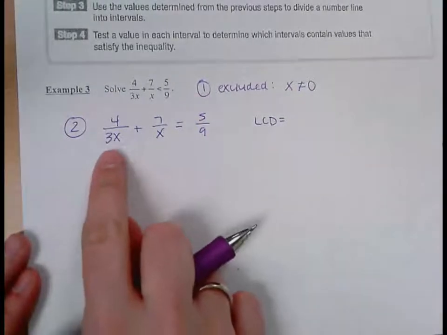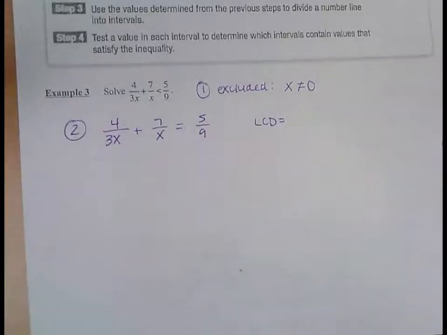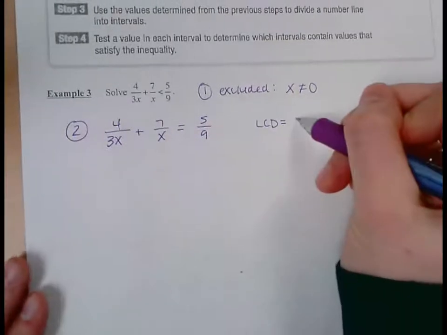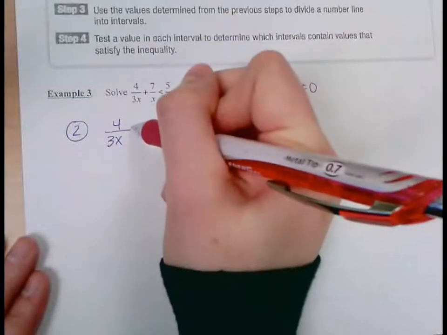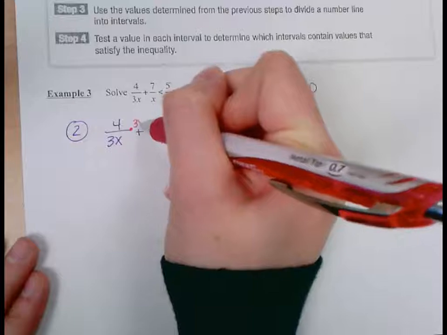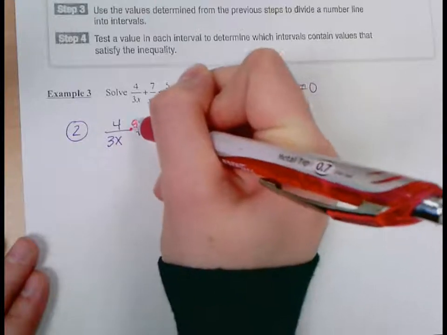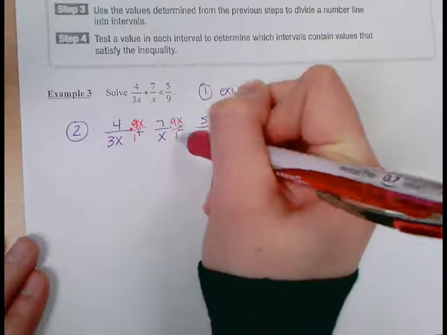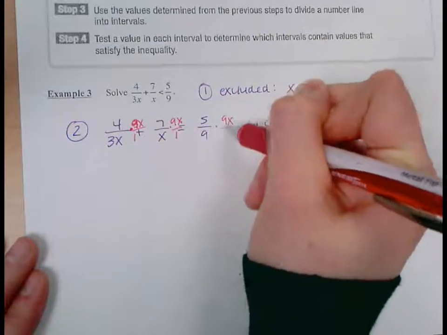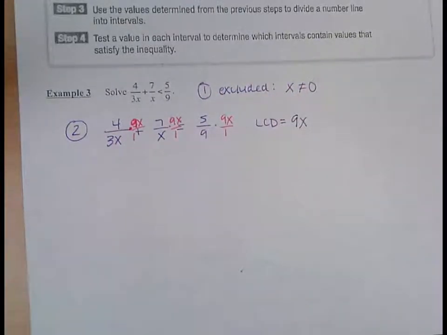If your denominators are 3x, x, and 9, what's the least common denominator? 9x. Okay, so I'm going to multiply. This one's a little bit easier just to kind of squeeze it in here. I'm going to multiply all of these by 9x. You can put 9x over 1 if that helps. You're not multiplying the denominators by anything, just the numerators, but you're cross-simplifying.